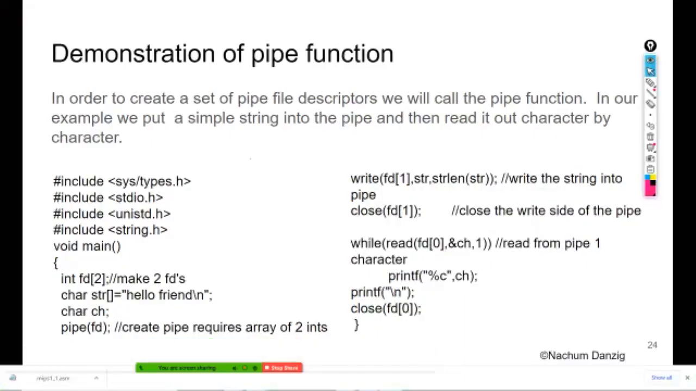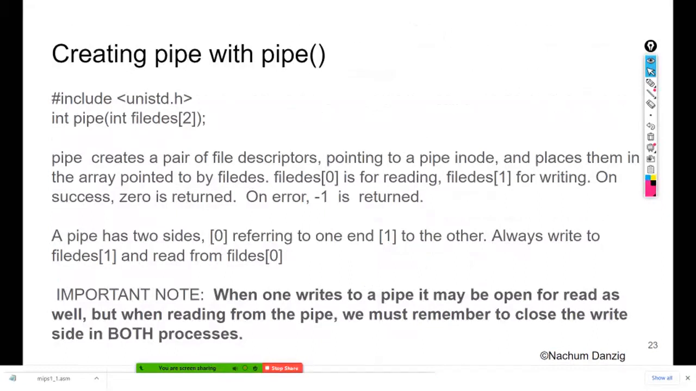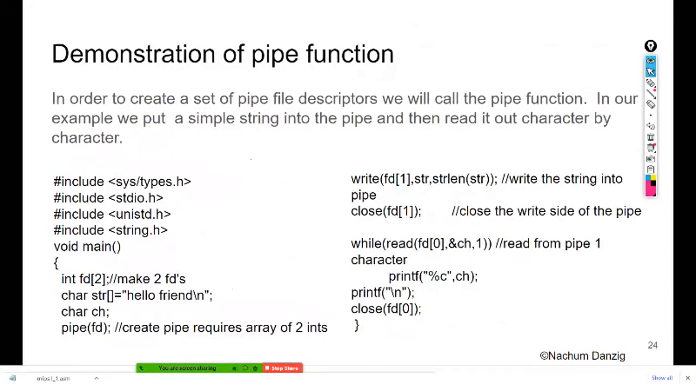Okay, so let's look at this example. In order to create a set of pipes, a set of pipe file descriptors, we will call the pipe function. In our example, we put a simple string into the pipe and then read it out character by character. We could have read the whole thing at once, but we're going to read it out character by character.